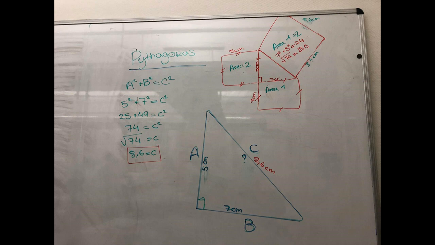In this triangle here, we're looking for the hypotenuse, c. We know that one side is 5 and the other is 7. So we can say that 5 squared plus 7 squared, which makes 25 plus 49, is equal to 74. 74 is equal to c squared. So now all we have to do is find the square root of 74, which is 8.6. And 8.6 is equal to c, the hypotenuse.